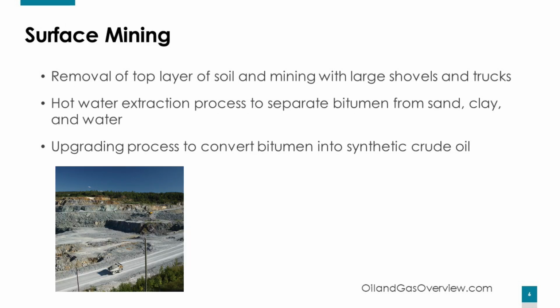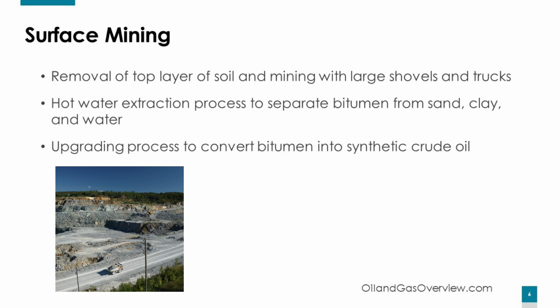Surface mining involves the removal of the top layer of soil, followed by extraction of the oil sands using large shovels and trucks. The oil sands are then transported to the processing facility, where the bitumen is separated from the sand, clay, and water using a process called hot water extraction. In this process, the oil sands are mixed with hot water to create slurry, which is then agitated to separate the bitumen from the other components.